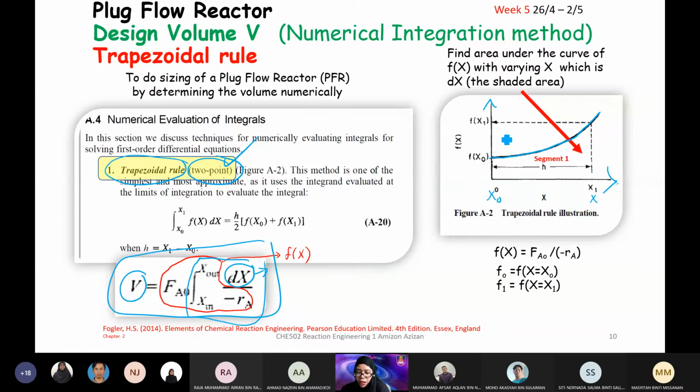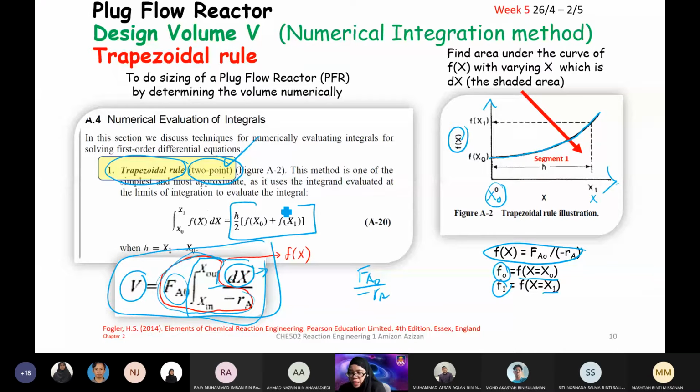Then in the integral, we have 1 over minus RA times the FA. Of course, that is considered outside. So the Fx itself is the whole thing, yeah? In the red circling that I made here, FA naught over minus RA, which I write here. That is Fx. So the Fx is the y-axis. So at the point, F naught is actually at x naught. F1 is at x1. Why do we write that?